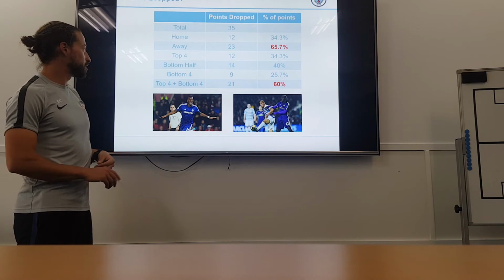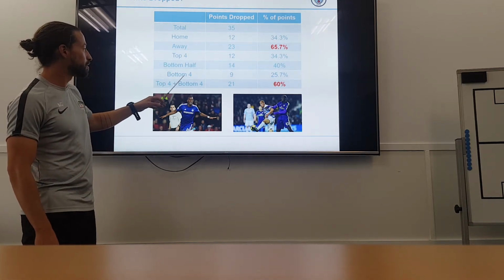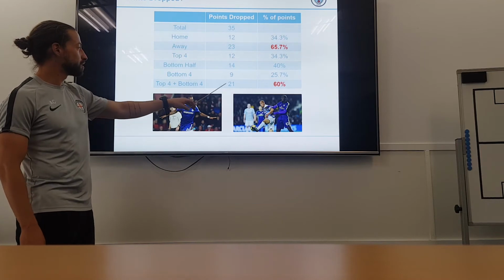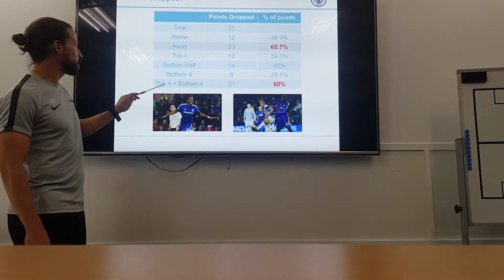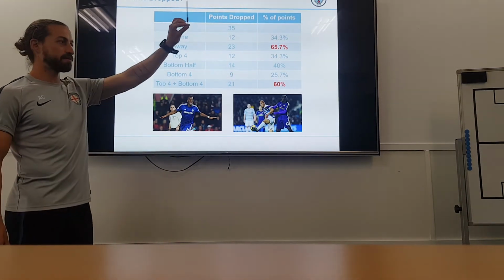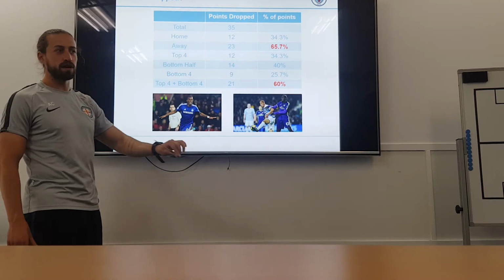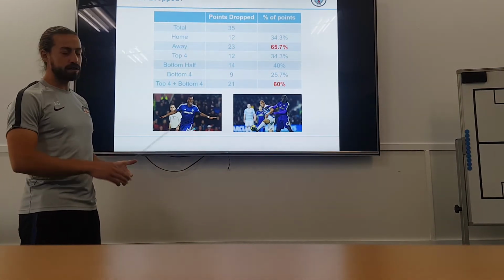But what's more concerning is if we look here, top four, bottom half, and bottom four, and then we compare these two, is that 60% of the points we lost throughout the season were against either a top four or a bottom four opposition. So that just goes to show that, yes, the games are hard at the top, but also as we go to the lower levels, it's just as hard. So we need to make sure that we're putting these teams away.